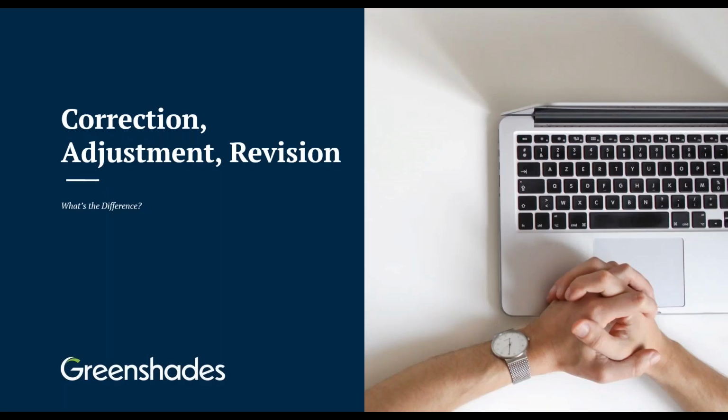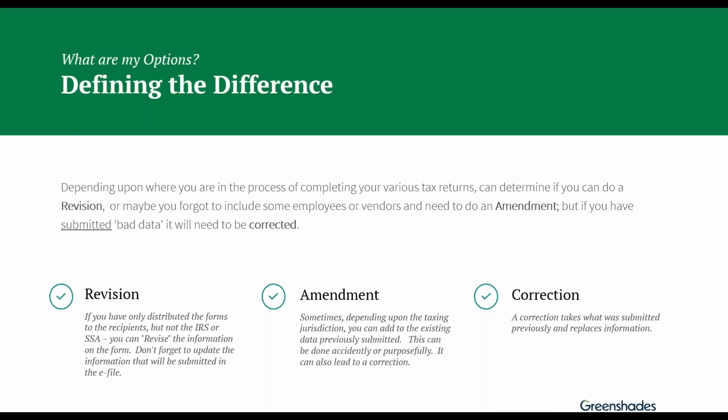All right, and now we'll talk a little bit about the difference between corrections, adjustments, and revisions. So depending on where you are in your process for your tax return, you might need to do a revision, amendment, or a correction. These are kind of three different things, and you do them in different ways. If you have distributed your forms to recipients, but you haven't submitted yet to the IRS or the Social Security Administration, you can revise the information on the form. That means that you haven't made your official filing yet, but you have started distributing your forms. So you can just revise the information and distribute new forms without any kind of issue.